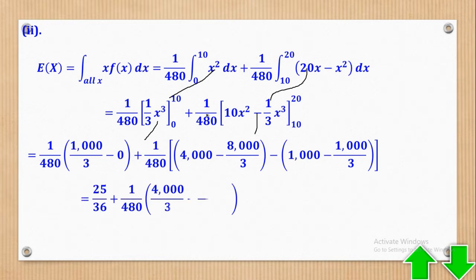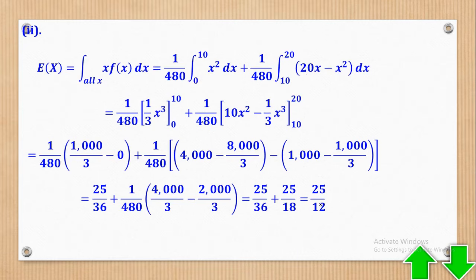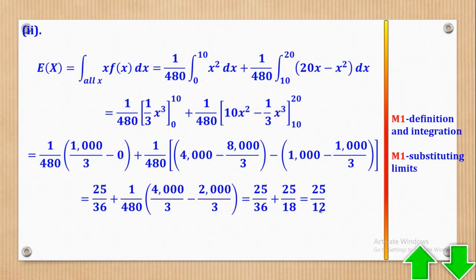And when I use a calculator, I realize that my value is 25 over 12. So that is the expectation. Now let's go to variance. Before I go to the variance, M1 for integration, M1 for substituting limits, and A1 for output.